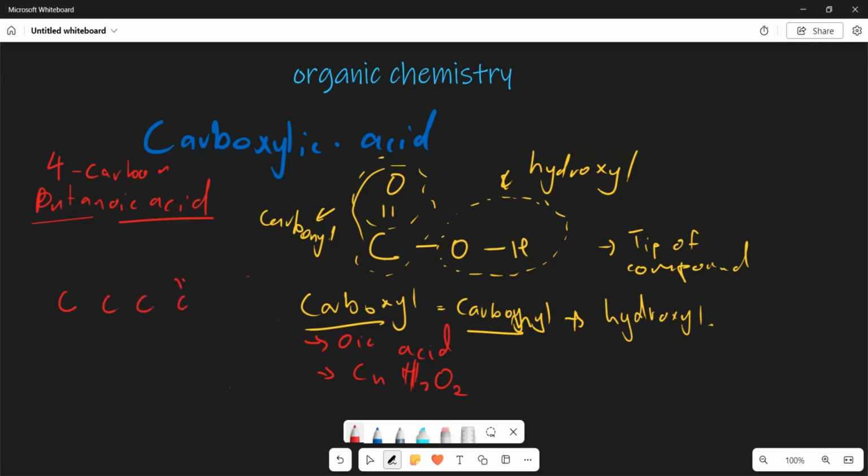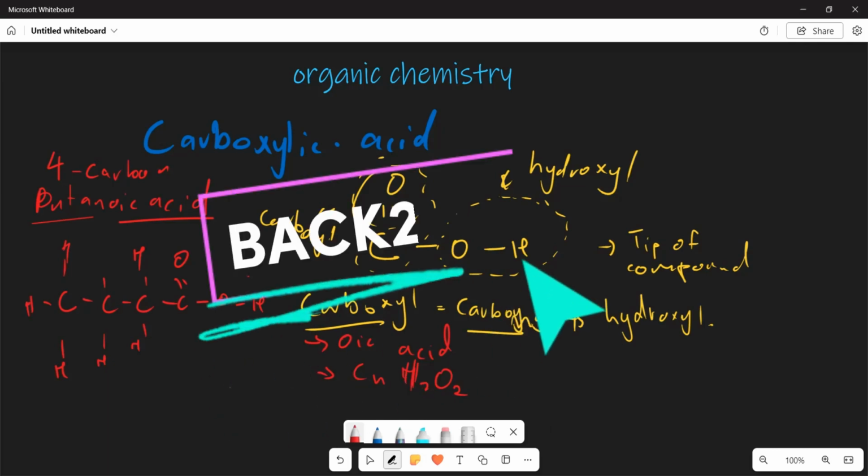Now, this carbon is bonded with the O and then the H, which means the rest is simply going to be bonded in here. All of these are going to be bonded in here. That is firstly your fundamental structure for your carboxyl group. So this is the structural formula for your butanoic acid. All right.